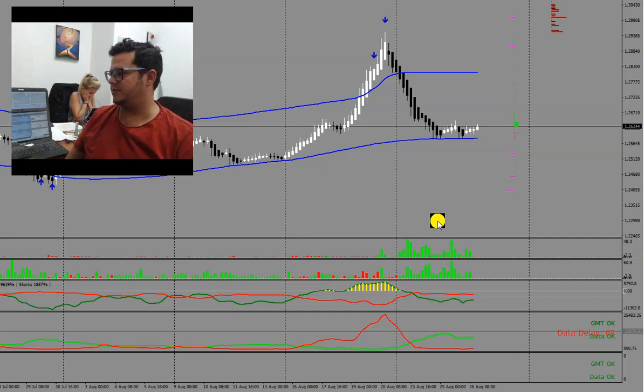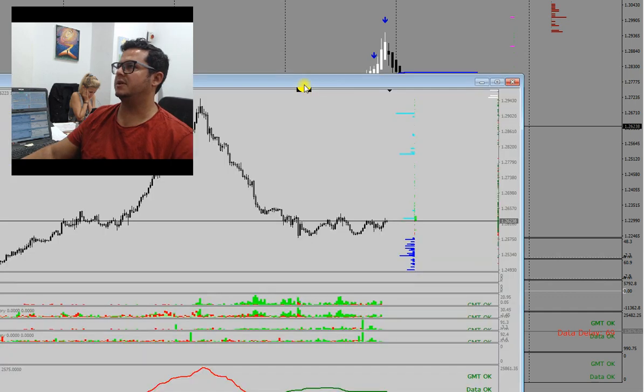Today is the 26th of August 2021. It's 4 minutes past 4 local time. This is the dollar cut chart, 1.26244. I'll also show you right now the 1 hour chart. So what's going on with the market?